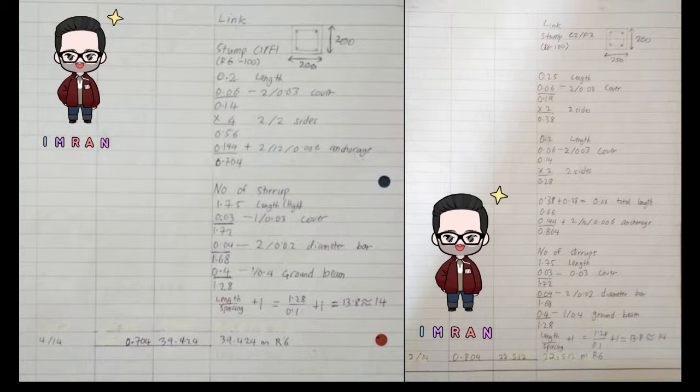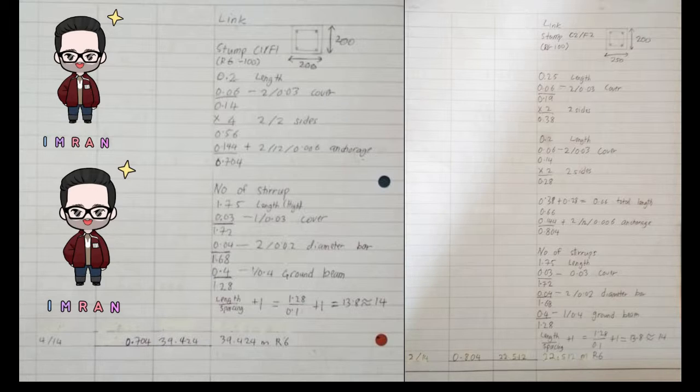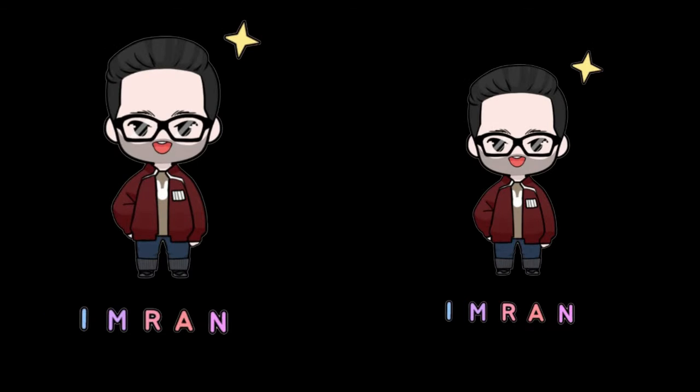So to get the total length of the link, we must calculate the length of link times by 4 and times with 14. Repeat the same step in order to calculate the link reinforcement for stump C2 F2.